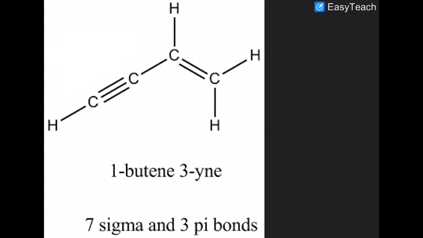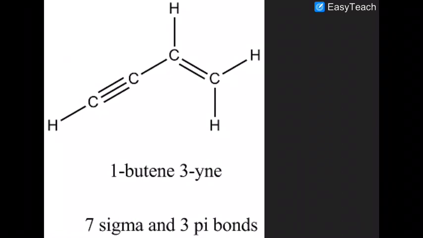So in the previous class we discussed the VBT theory, in which we explained how sigma bonds and pi bonds are formed. Now, just to practice a few questions on VBT, here the compound is called 1-but-3-yne. In this case we have to calculate how many bonds are sigma and how many are pi.